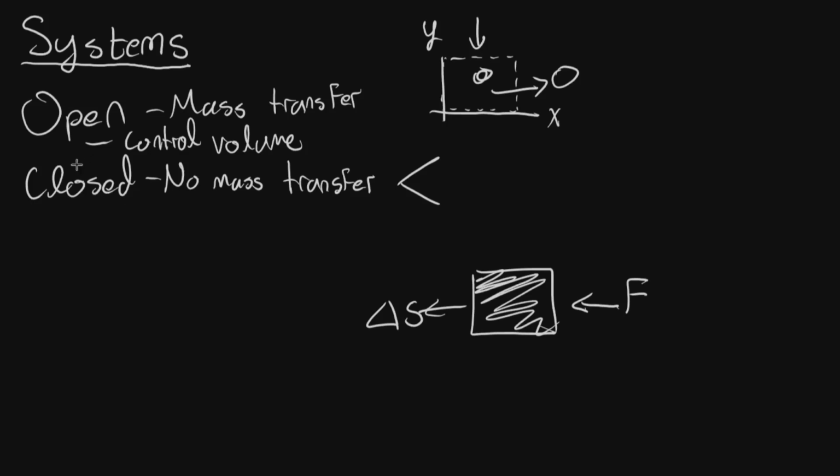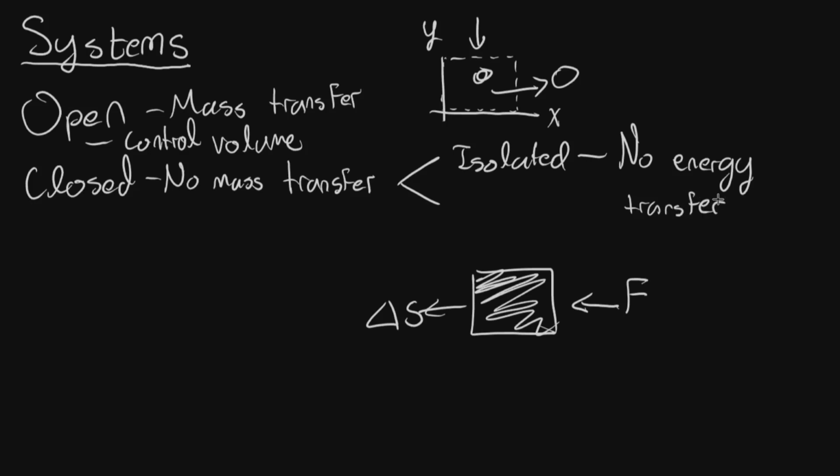Now you can also break open a closed system into what's called an isolated system and just a normal closed system. And an isolated means that on top of no mass transfer, we also have no energy transfer. So these are the kinds of systems we're looking at.